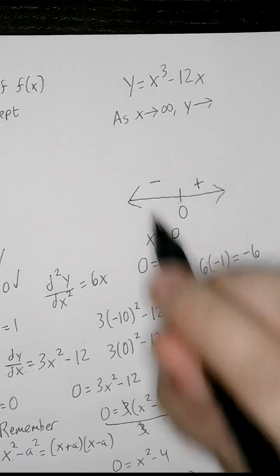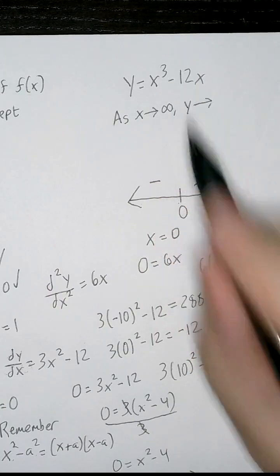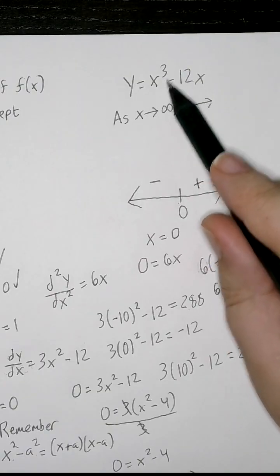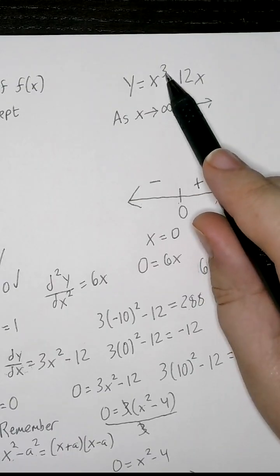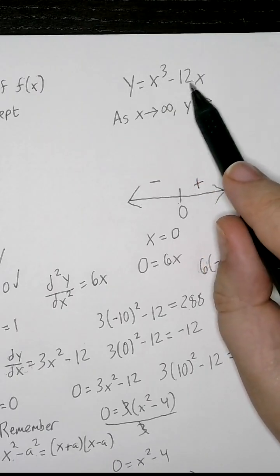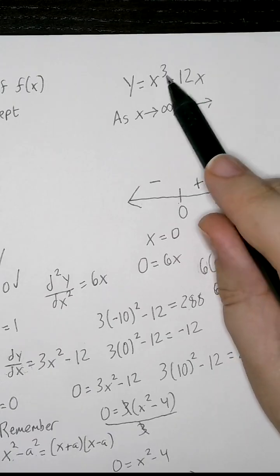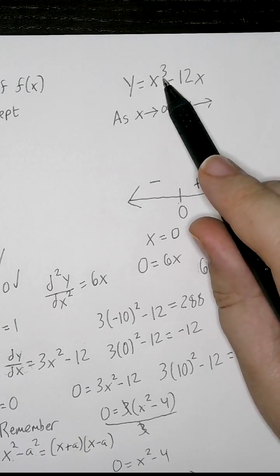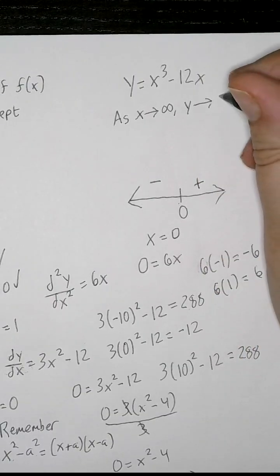Yes, also going to approach infinity, right, because why? I have infinity cubed minus 12 times infinity. Now, what I usually do is I look at only the part of this function that has the highest power. So here, why? Because cubing a number is going to make it grow faster than negative 12 times that number. So I'm going to ignore the negative 12x and just focus on this x cubed. As x approaches infinity, y is also going to approach infinity.